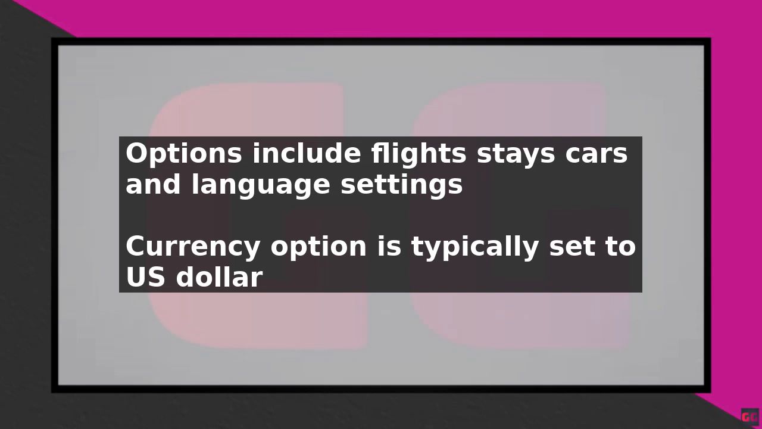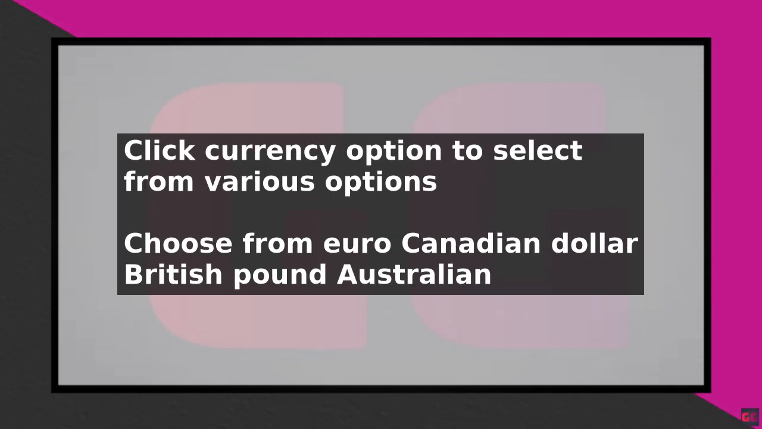Just below the Kayak logo, these options include flights, stays, cars, and more, as well as settings for language and currency. The currency is typically set to a standard option, such as the US dollar.